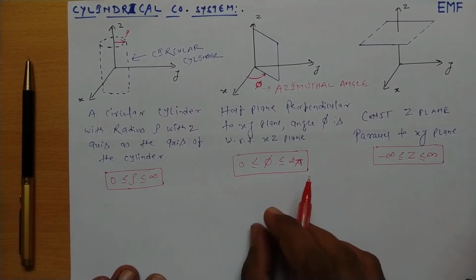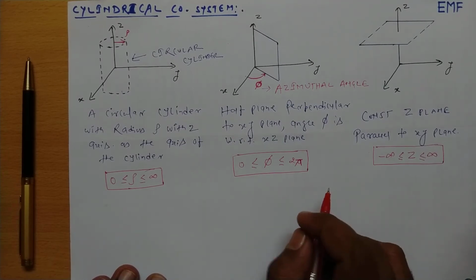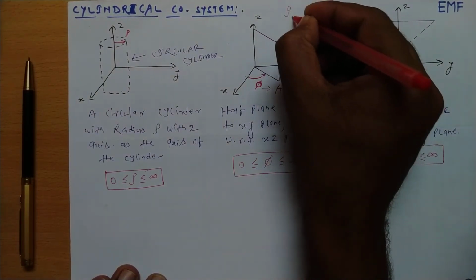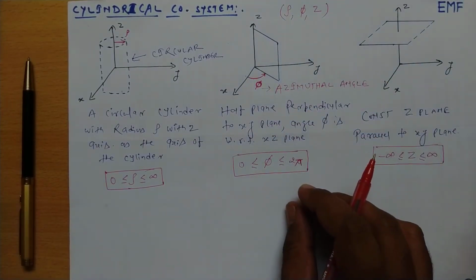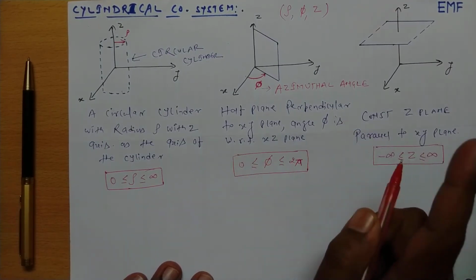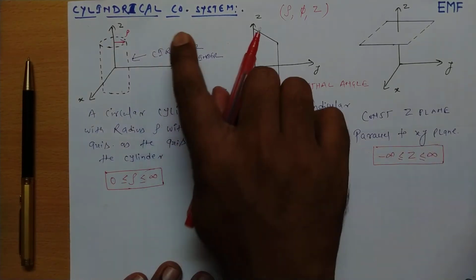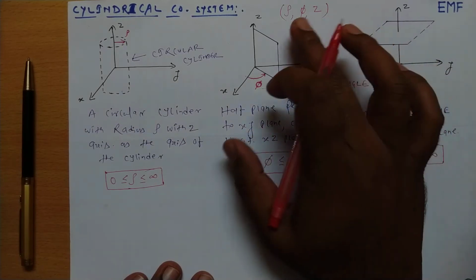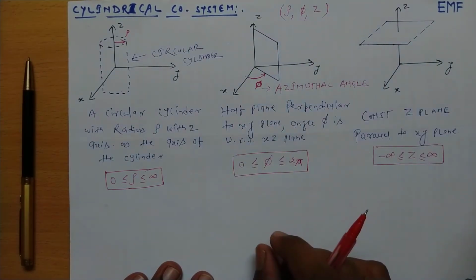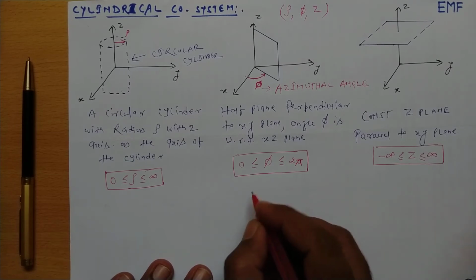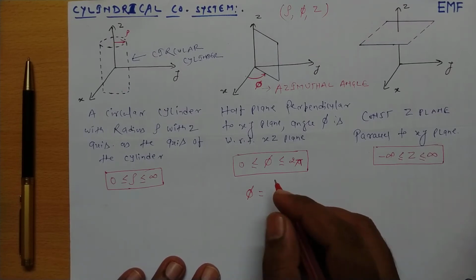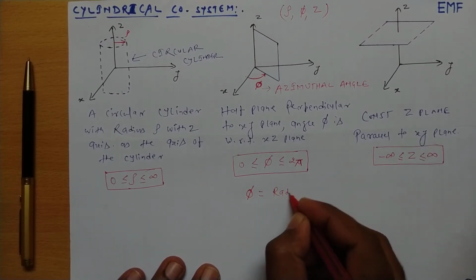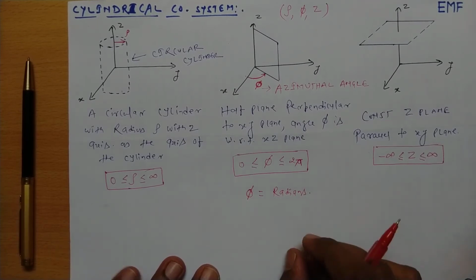So we can say the coordinates of the cylindrical coordinate system are nothing but rho, phi and z, as in the case of the Cartesian coordinate system, the coordinates were x, y and z. Similarly, in the cylindrical coordinate system, the coordinates are rho, phi and z. One more thing here, the phi we are measuring in terms of radians, very important while we calculate the numericals.